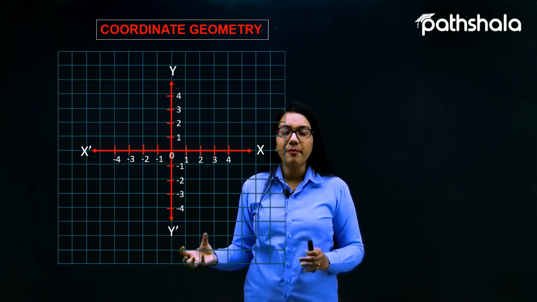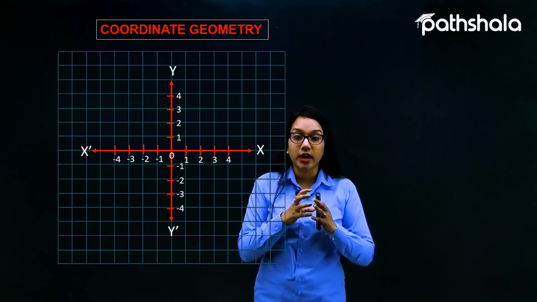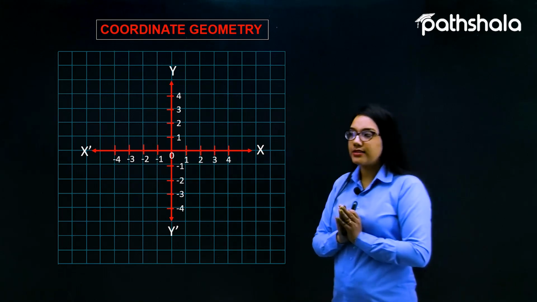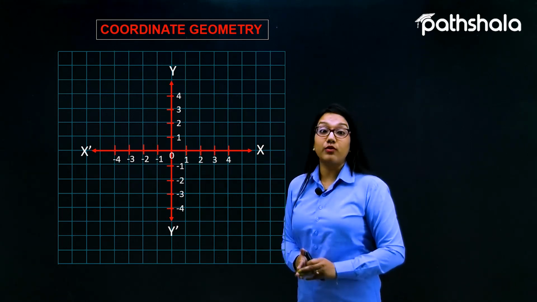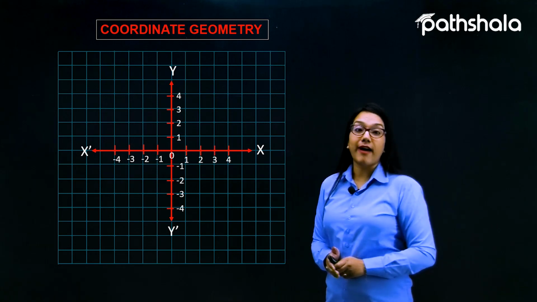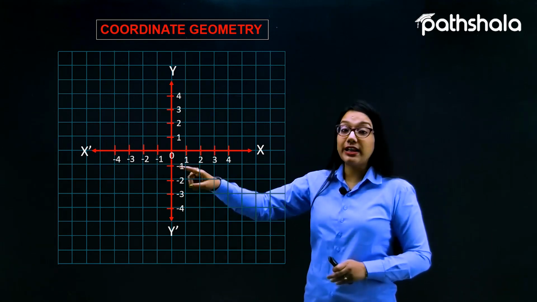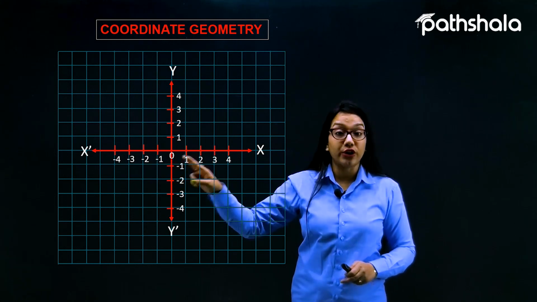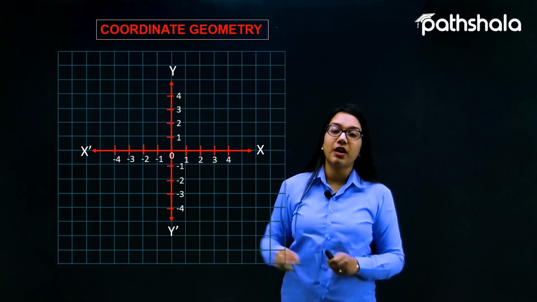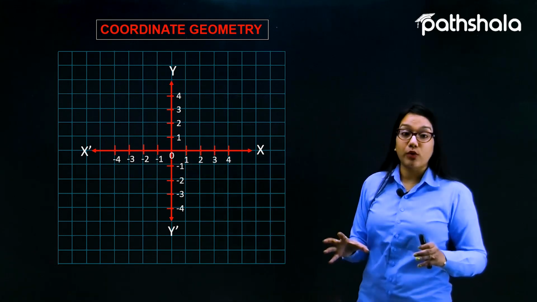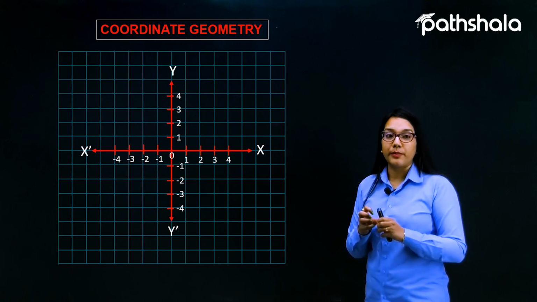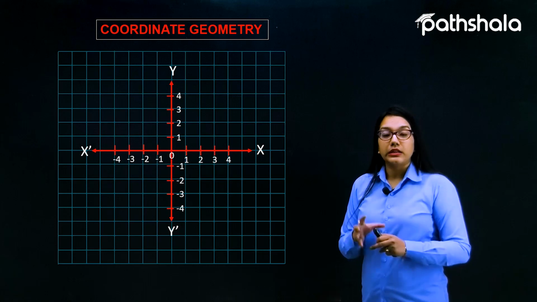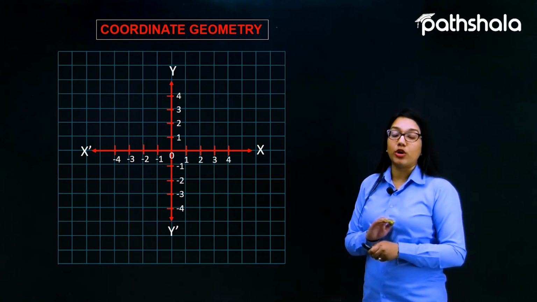So always remember, in the Cartesian system, whenever we take the two axes, the x-axis and the y-axis, we call them x dash and y dash, and wherever they intersect each other, this point O is called the origin. So this is about the Cartesian system again, an important concept that helps us to locate the position of a point in a particular plane.